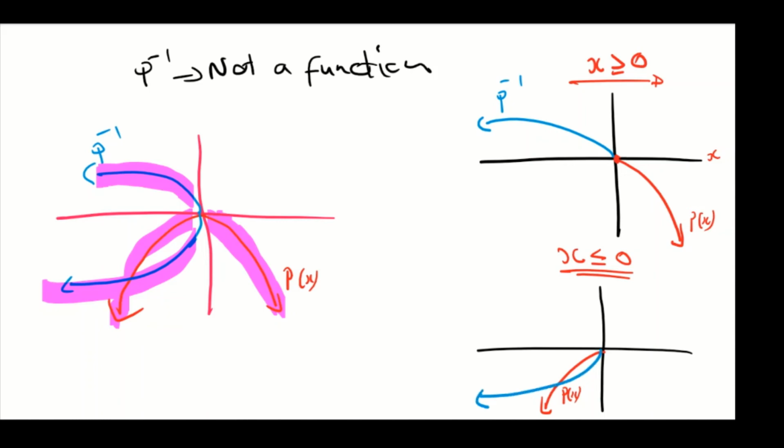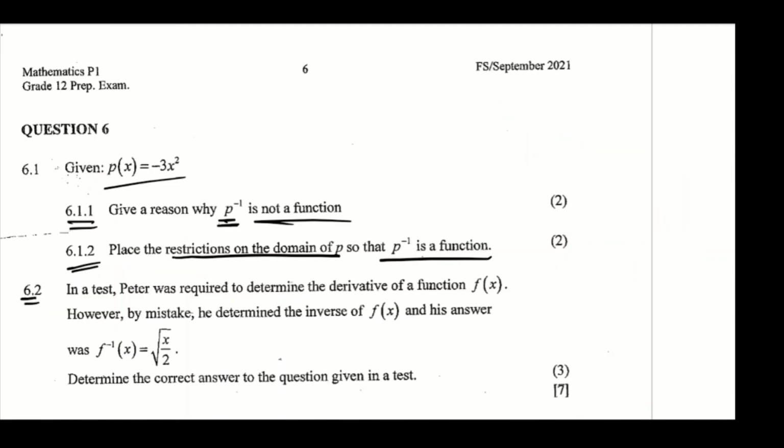So now we have restricted my p of x to this portion. So that's how we do the restriction of our functions. In 6.2, we are told that in a test, Peter was required to determine the derivative of f, right? But he made a mistake and found the inverse of f, which is this one here.